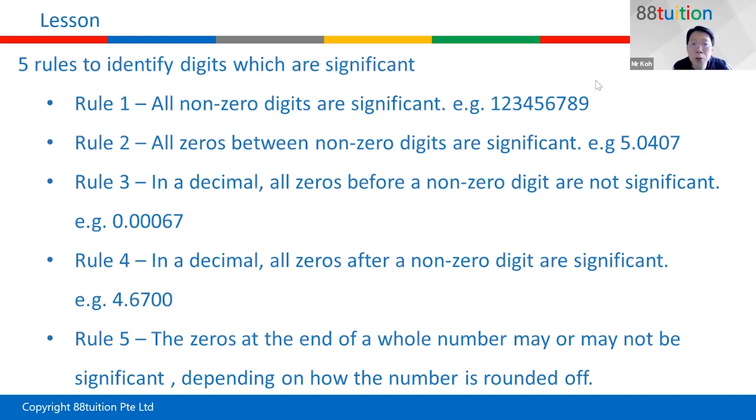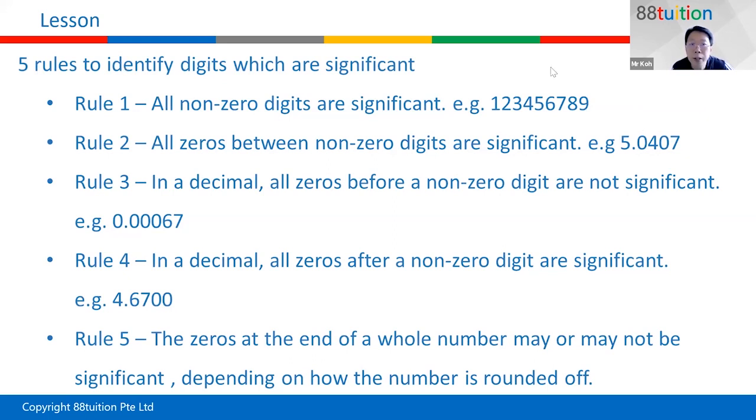Rule 2, all zeros between non-zero digits are significant. So what does it mean? Now, all zeros between non-zero digits. So non-zero digits are these 5, 4, and 7. So the zeros between them are significant. For instance, this 0, and then the second 0. So in this case, 1, 2, 3, 4, 5. There are 5 significant figures here.